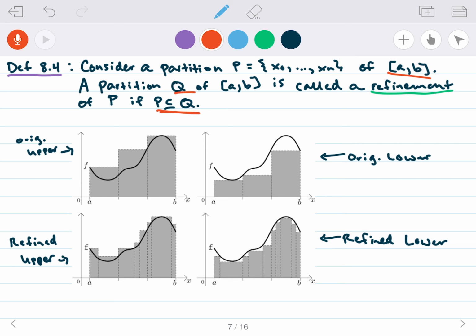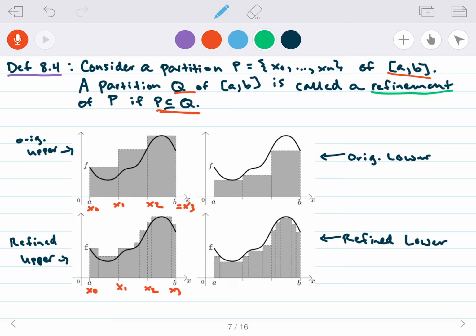So consider the following. Here we have some upper sums. We have this function, f, in solid black, and we're giving an upper sum estimation with these 3 rectangles. And we have, so this is x0, x1, x2, and x3 is b. And if we look downstairs, we have a refined version. So we have all of the original points. We have x0 is here, x1 is here, x2 is here, and x3 is here.